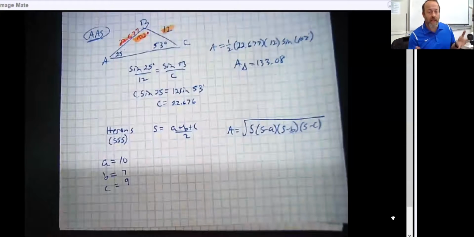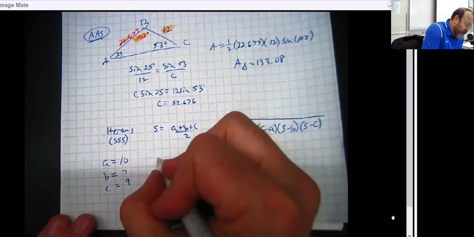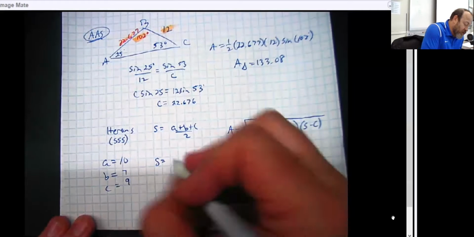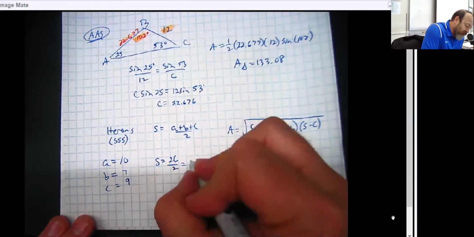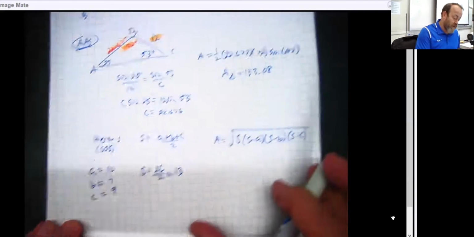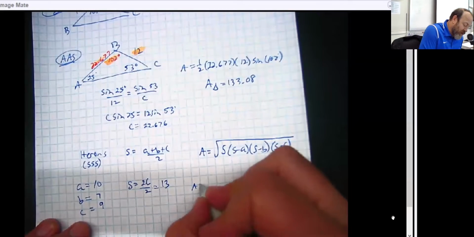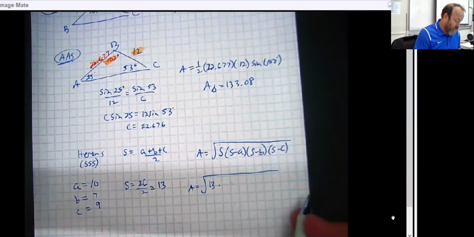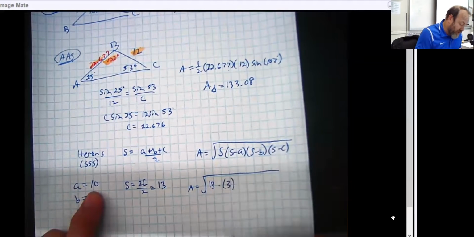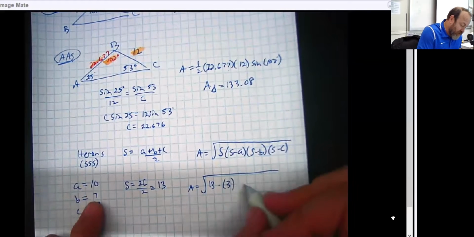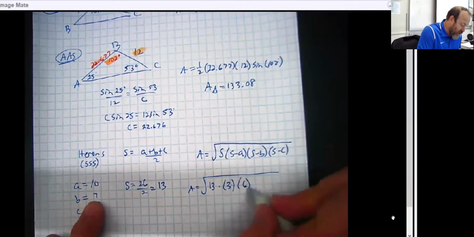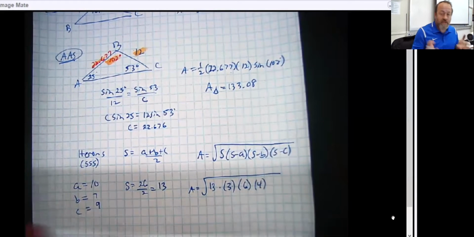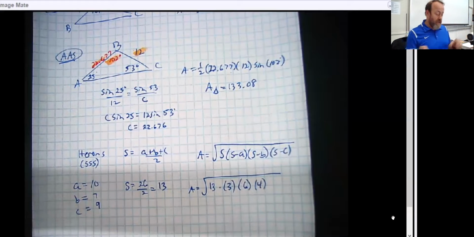I had a 10, a 7, and a 9. Those are just three random numbers. If I add them together, 10 and 7 and 9 makes 26. I divide that by 2, and I have a semi-perimeter of 13. So the area of this figure would be the square root of the semi-perimeter 13 multiplied by 3, because that's the difference between it and 10, and the difference between 13 and 7 is 6, and the difference between 13 and 9 is 4. And so this is quite literally our final answer.